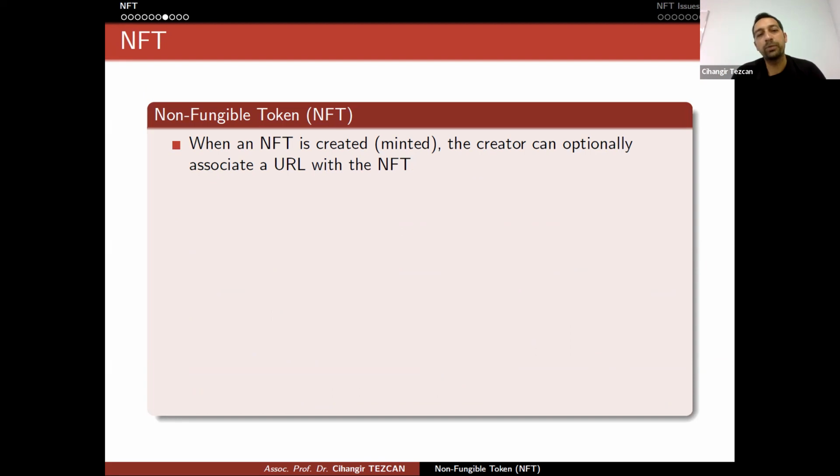The creator can optionally associate a URL with the NFT. So this is the important part. This is where you make a link between the digital asset and the token. Otherwise, you simply sell the token ID, and there are some NFTs where there isn't any URL at all.